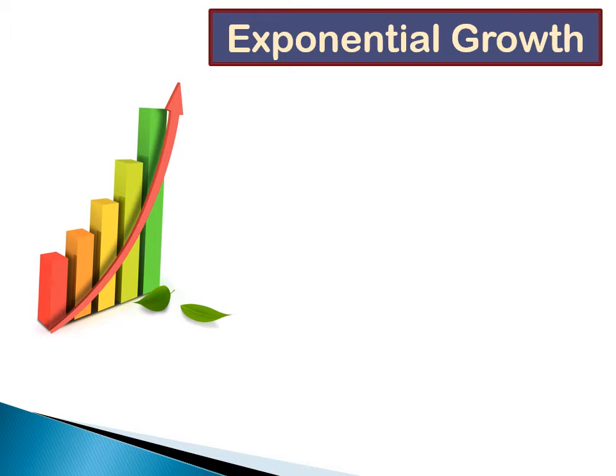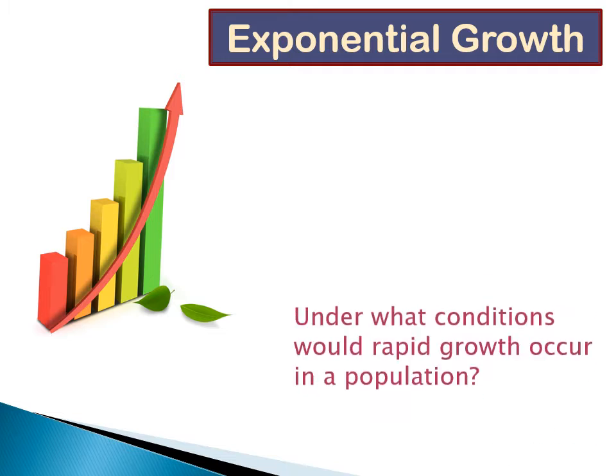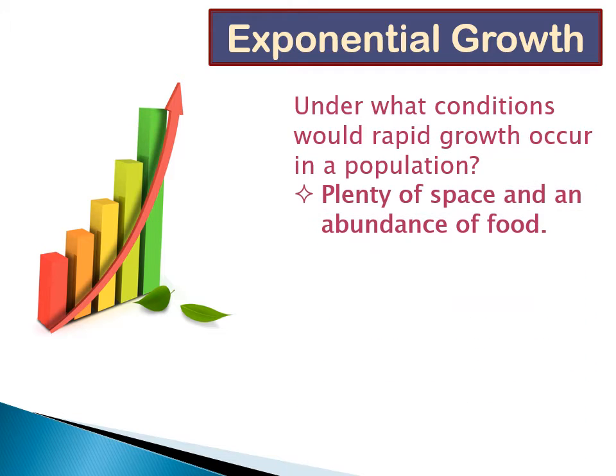So let's start with exponential growth. You've probably heard of the word exponent in math class. That's a number to the power of something. And when you're looking at those kind of numbers, they grow very rapidly, and that's what a population does under exponential growth. So what conditions must be met?